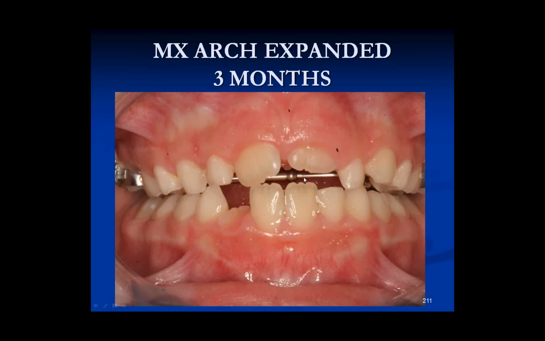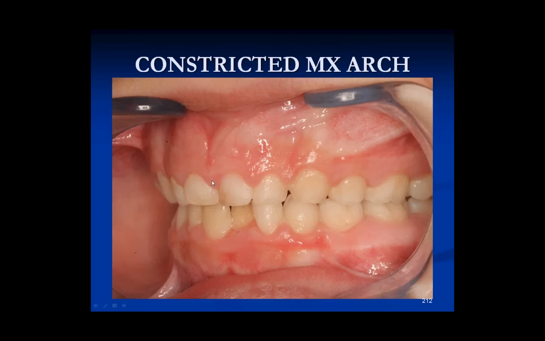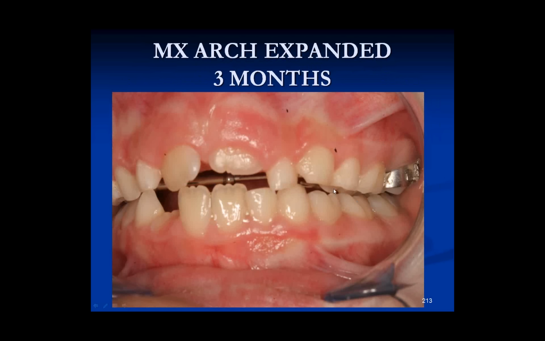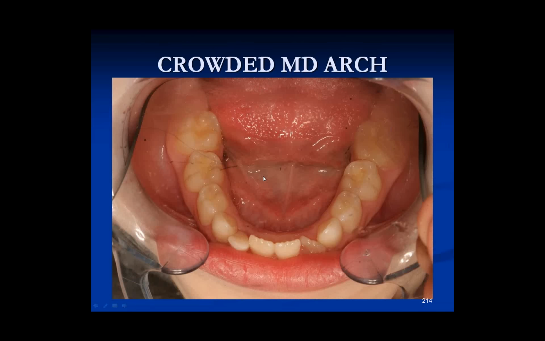So there he is. Now we're making room for the two centrals. Now let's make room for the laterals. Just keep expanding. See how you've got a buccal overjet over here, so the upper arch is expanding beautifully. Now that he's used to that appliance, I'll put the lower one in. Okay? Again, there's the expansion after 3 months. It's painless. That expands painlessly.